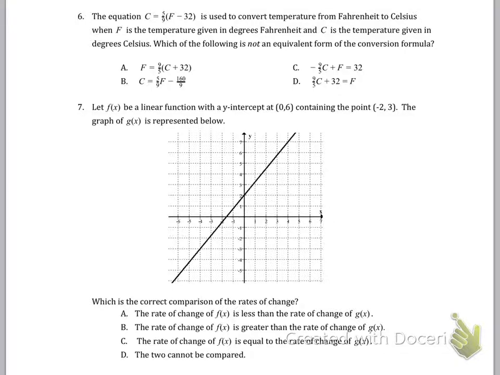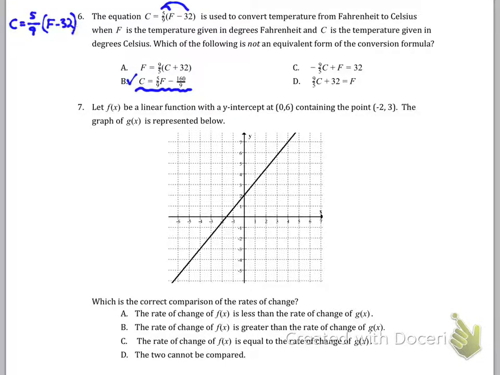The way I'm going to solve this is I'm going to start with my conversion formula, the one they give us, and I'm going to just start rearranging it and solving it for different variables, and we'll check off each of the equivalent equations. In other words, all the equations that mean the same thing. Okay, so let's start with that. First, I'm going to distribute 5/9 just as an exercise. When you do that, you get 5/9 F minus 160 over 9. Notice that's B right there, so that is an equivalent formula. Check. That is not our answer, because we're looking for which one is not an equivalent formula.